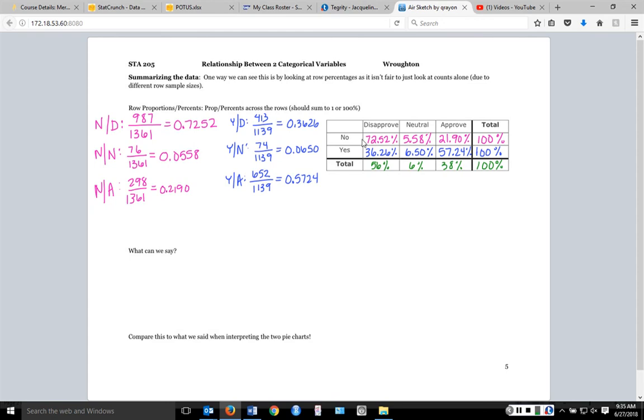Right, so what can we say? I'm going to interpret my no row as well as my yes row. So of our 1,361 U.S. adults who did not vote for Trump, we found that 72.52% disapprove of the president, 5.58% were neutral, and the rest, or 21.9%, approve of the president.